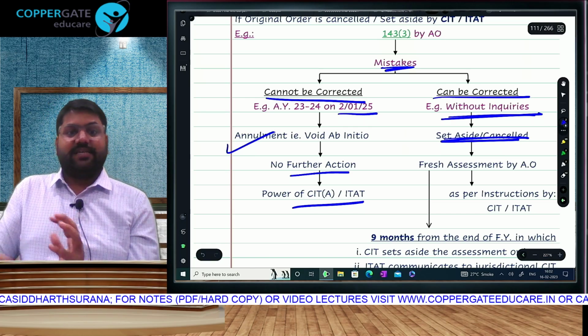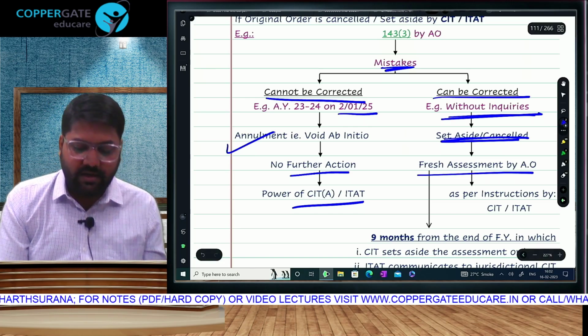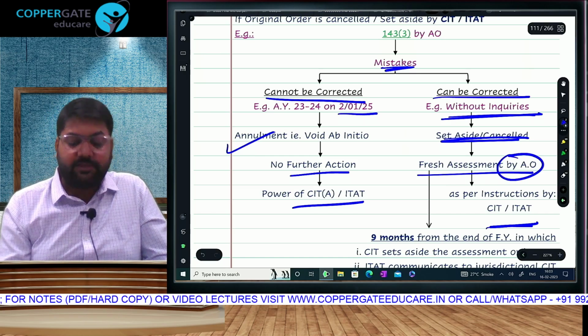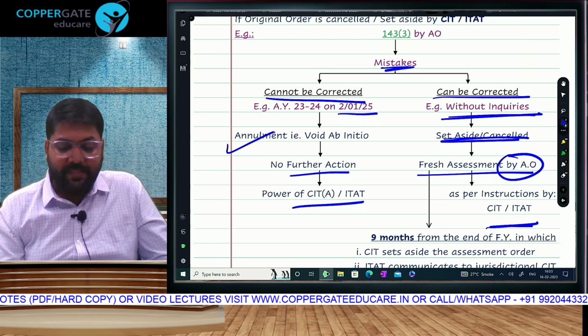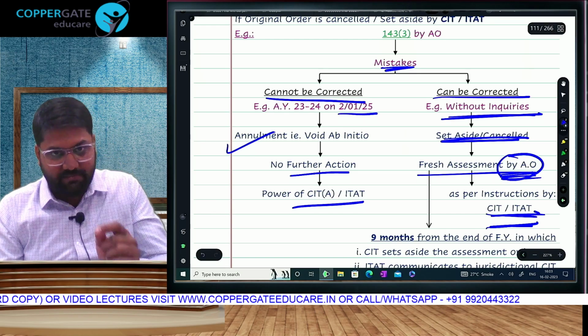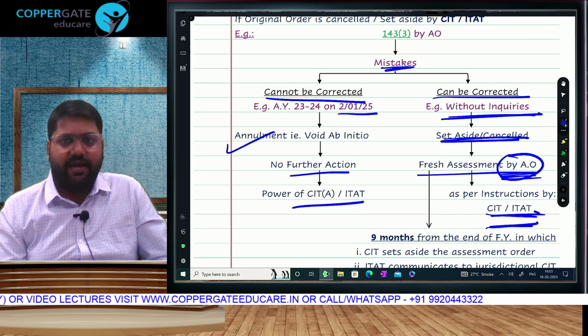Means this order is cancelled, in its place we will conduct something called a fresh assessment, which will be done by the AO, but as per the instructions of CIT and ITAT. Bol wo rahe hai, par shabd hamare hai. It will be done by the AO, but instruction will be of CIT and ITAT.